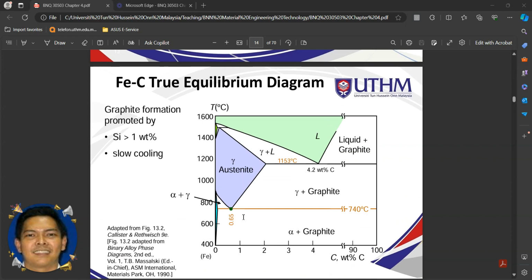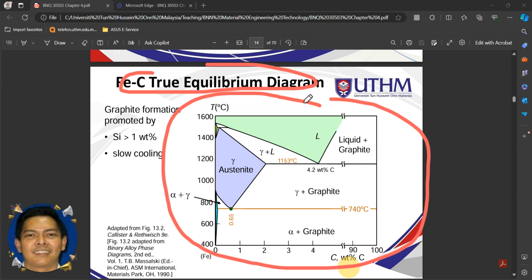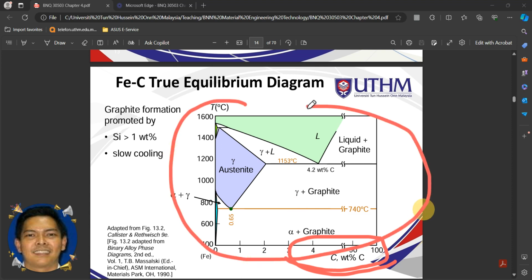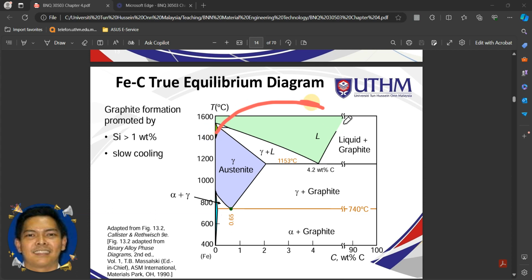Okay, so you can see here, this diagram shows you the iron-carbon equilibrium diagram. Here you can see the graphite formation promoted via slow cooling process. It shows how the process occurs according to different concentrations of carbon, and at what temperature this process is required to produce a certain type of material.